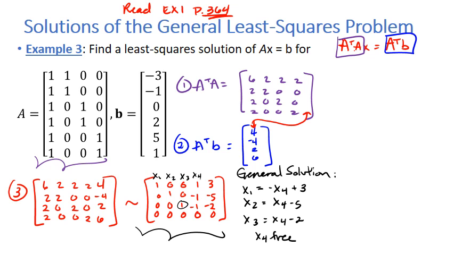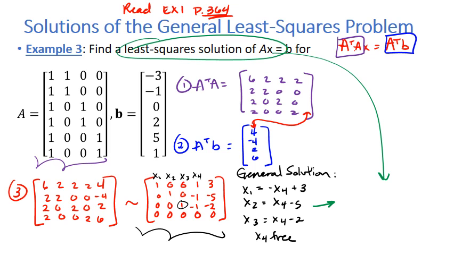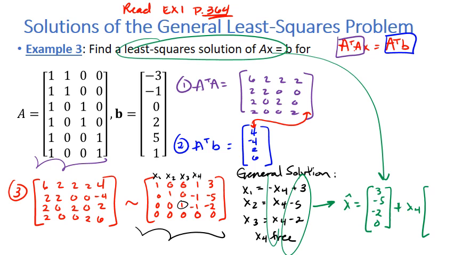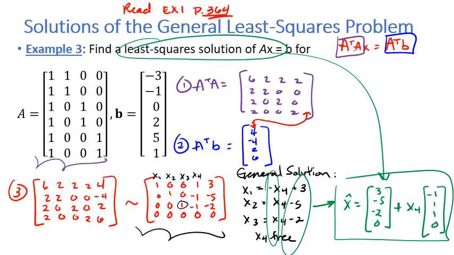Okay, so from here, we will come up with the general least squares solution for this. So x hat is equal to, you take all the constants, so 3, negative 5, negative 2, 0, plus x4 times all of the coefficients, negative 1, 1, 1, and the free is 0. So this is the final solution.